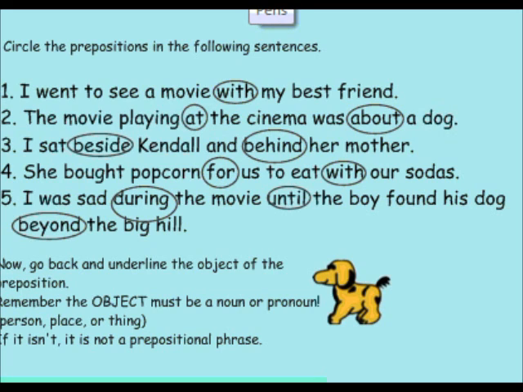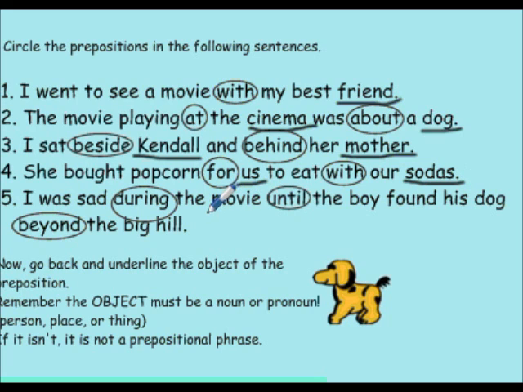I went with my best friend. Is that a person, place, or thing? With who? With friend. So yes, this is a person, place, or thing. The object is friend. At what? At cinema. About what? Dog. Are these people, places, and things? Yes. Beside what? Kendall. Behind what? Her mother. Just mother. For what? For us. With what? Sodas.